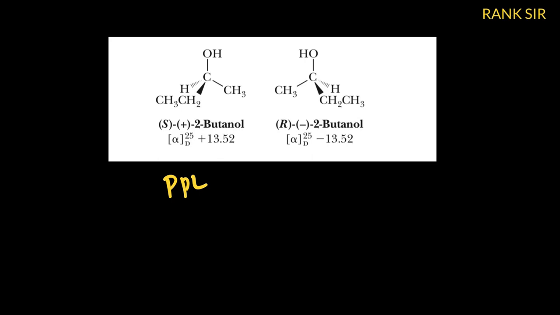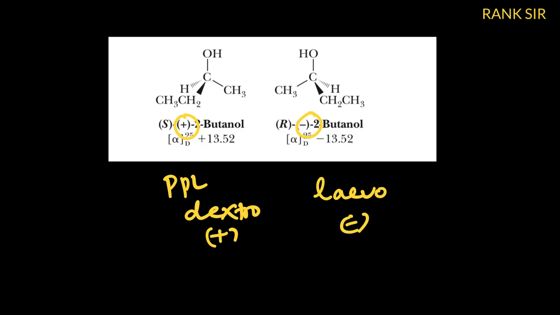Which side is the plane polarized light rotated? Right side, that is called dextro, and it is denoted with the plus sign. So the plus sign is there, that's why it is called dextro, right side rotated. Here the minus sign means this is levo. What sign is it denoted with? A minus. So these are the same butanol, but the configuration is changed.